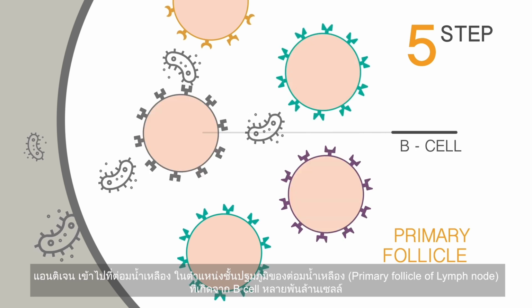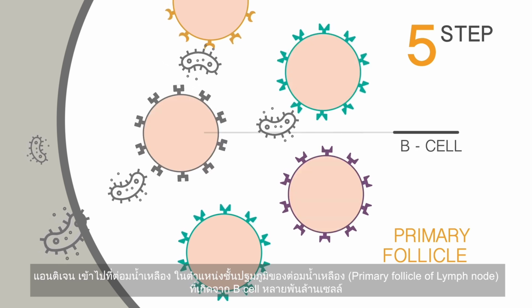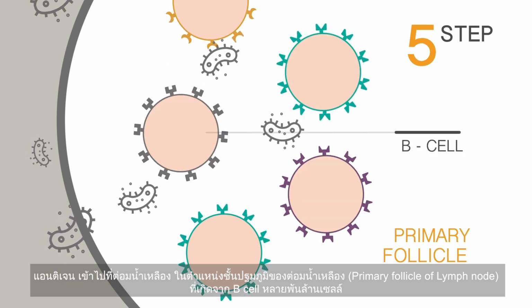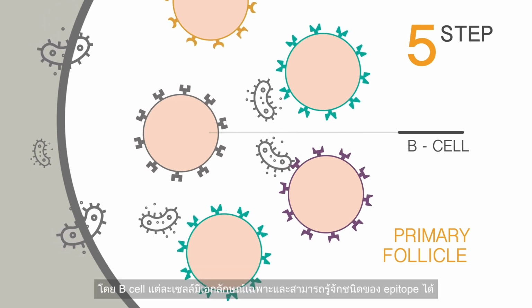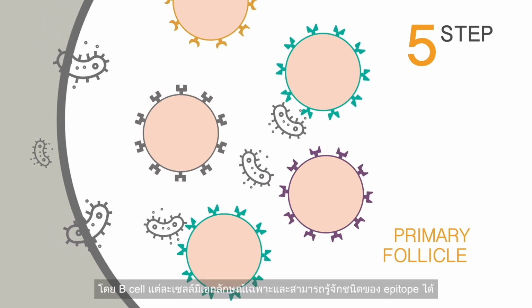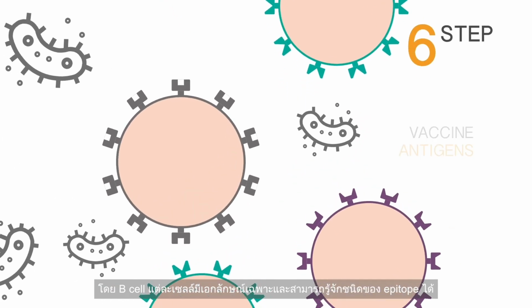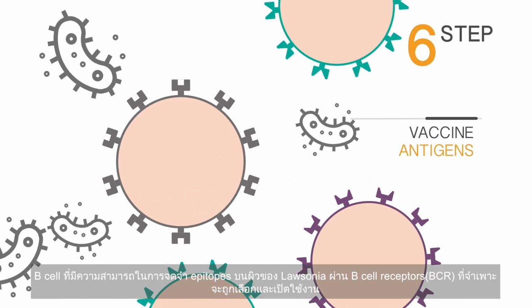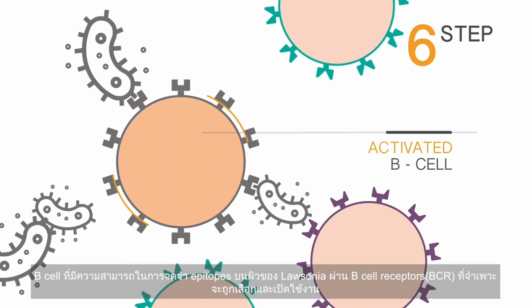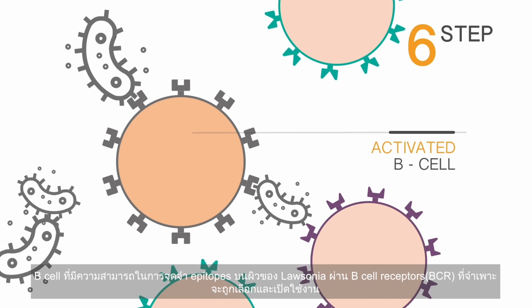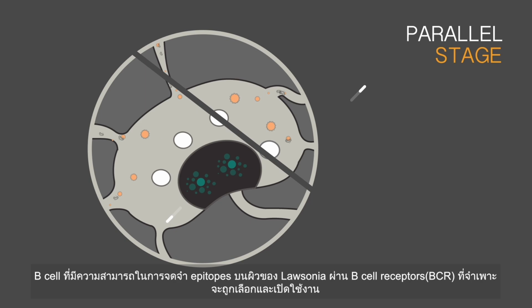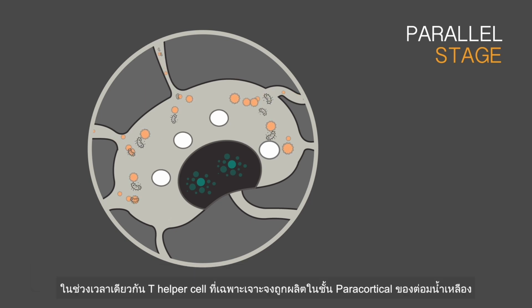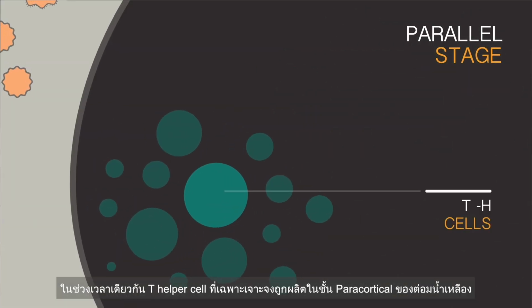The soluble antigen, Lawsonia intracellularis, reaches the lymph node's primary follicles that are formed by billions of B cells. Each B cell is unique and capable of recognizing one kind of epitope. At random, B cells capable of recognizing epitopes on the surface of Lawsonia intracellularis through specific BCRs are selected and activated. In a parallel stage, specific T helper cells are produced in the paracortical region of the lymph node.